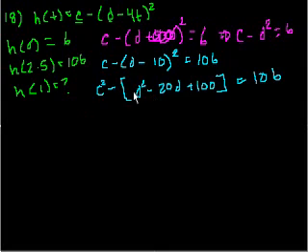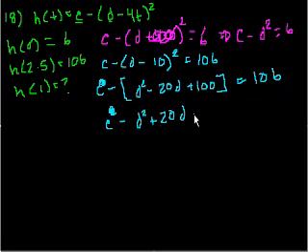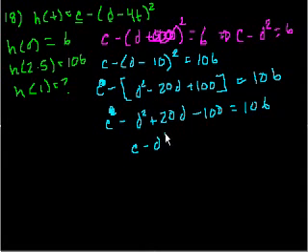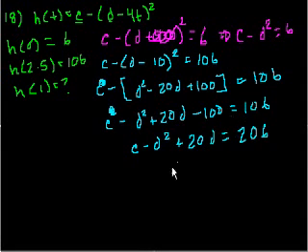And then distribute the negative sign, so you get c squared. Sorry, this isn't a squared. I don't know where I got the squared from. See what happens when you take the SAT. c minus d squared plus 20d minus 100. I just distributed the negative sign, is equal to 106. And then let's see, we could add 100 to both sides. You get c minus d squared plus 20d is equal to 206. I just added 100 to both sides.